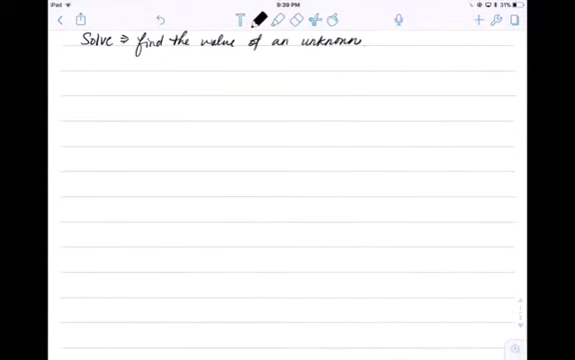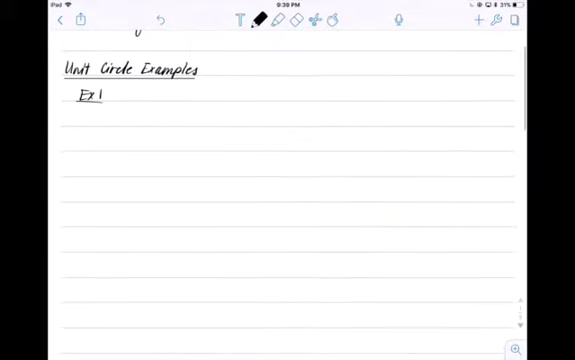Okay, so let's go ahead and look at unit circle examples. All right, let's look at example 1. In example 1, we have the following trig equation: square root of 3 times cosecant of 2x minus 2 equal to 0.